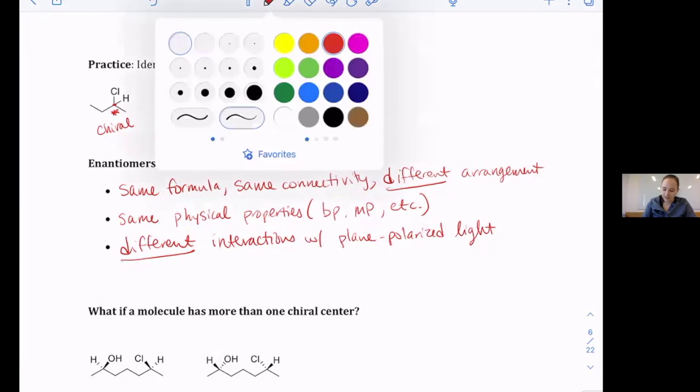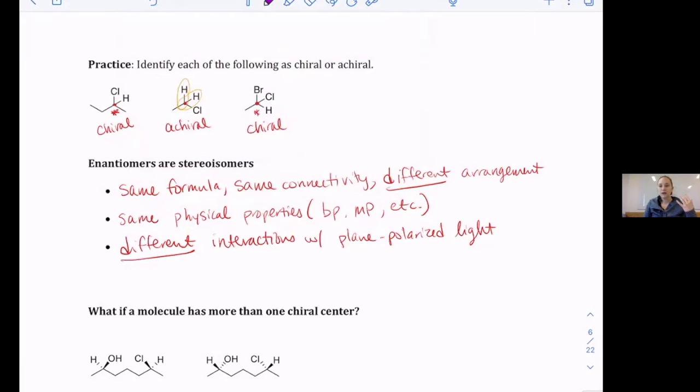How this is denoted is by either a D or an L, and particularly in biomolecules, we have D and L. An L enantiomer turns plane polarized light to the left, and a D enantiomer turns it to the right. So that is the actual physical property.